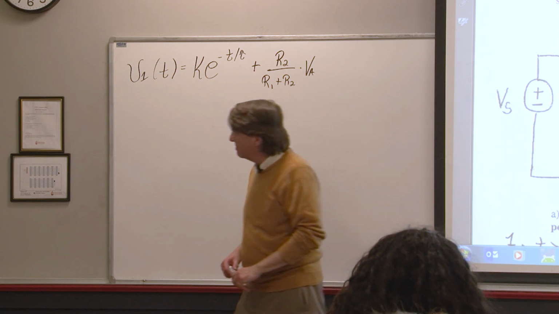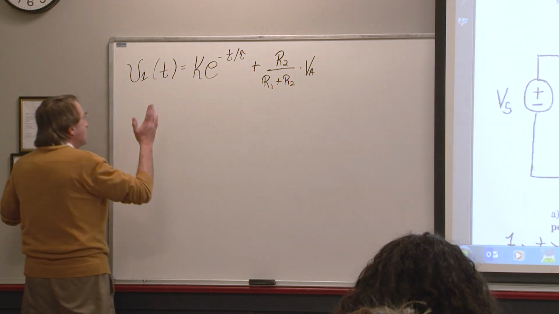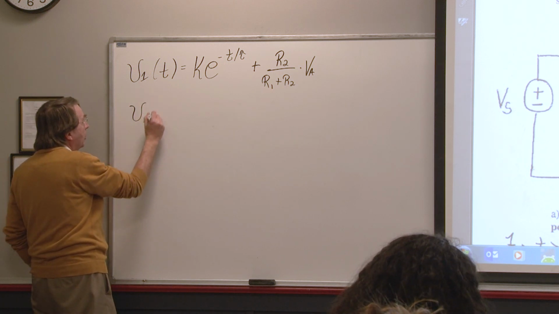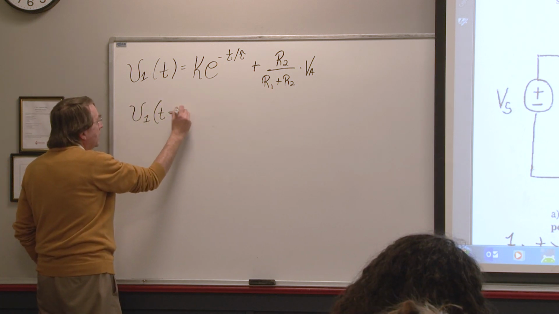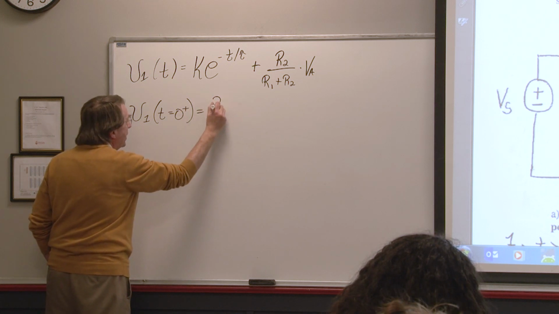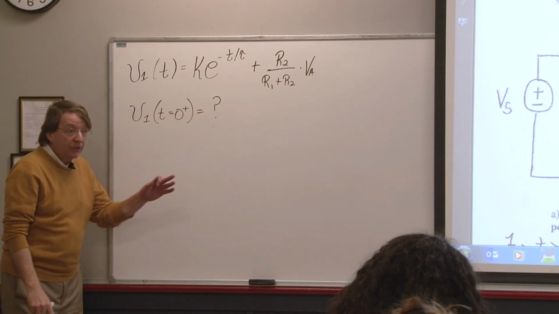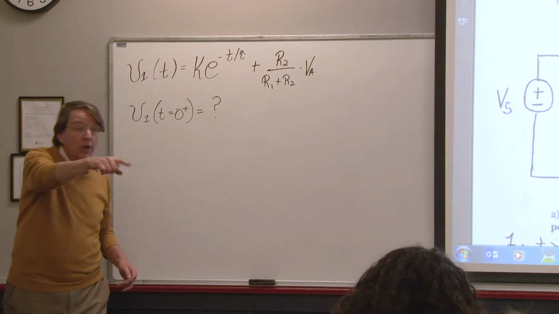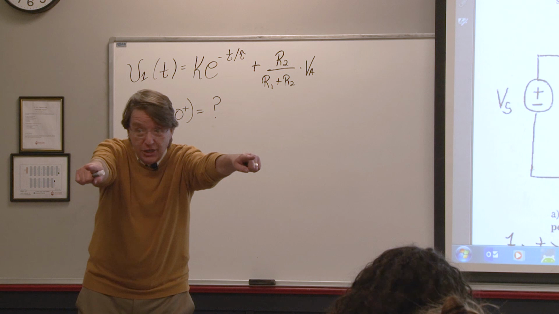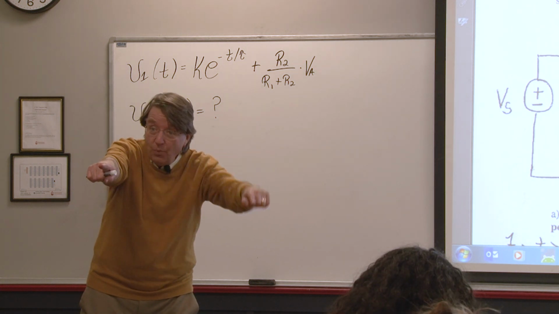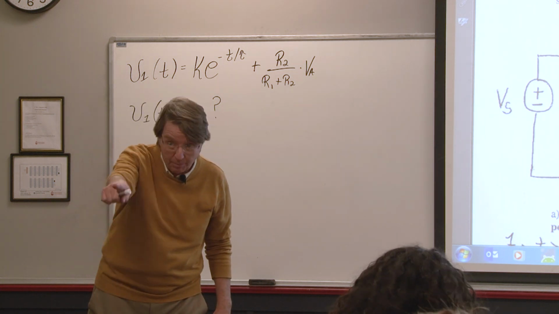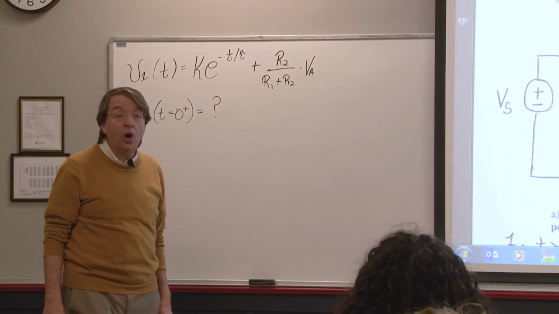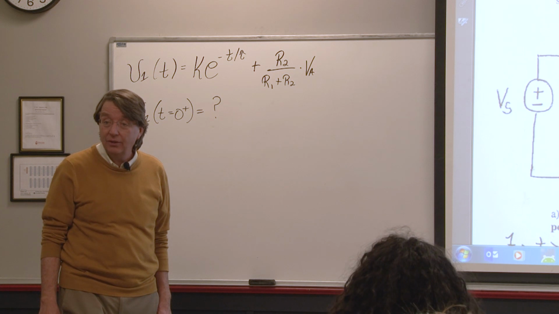Right? Now, I say, wait a minute. What I want to solve this problem is this. V1, Tiger, V1 at t equals 0 plus. I want to find that out. Because, Ryan, that becomes the initial condition. I want to get V1 at t equals 0 plus. But Ryan, that's the voltage across a capacitor. What do I know about the voltage across a capacitor?